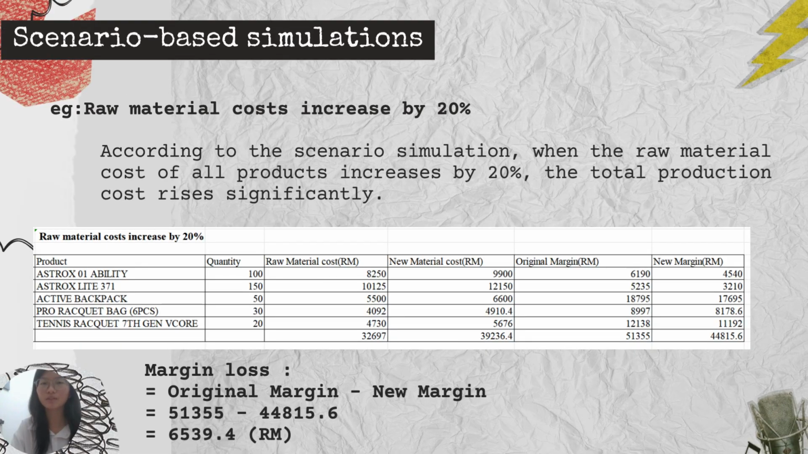For scenario-based simulation, I will explain an example. Raw material cost increased by 20%. According to the scenario simulation, when the raw material cost of our product increases by 20%, the total production cost will rise. Because the selling price does not change, the compressed profit margin directly influences the declining margin of each product. You can see the margin loss result. We lost about 6,539.4.